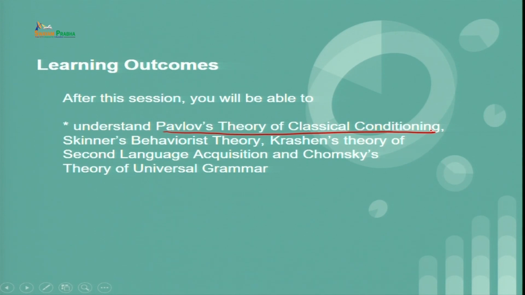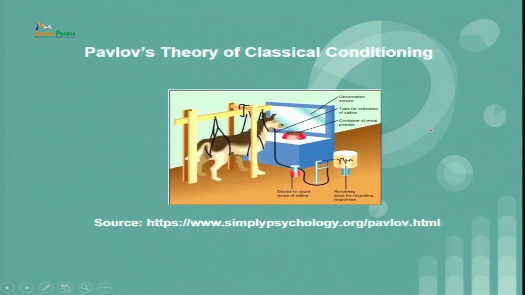an image. And as you see in the slide, there is an image. It illustrates the important concept that was introduced by Pavlov. As you see in this image, there is a dog. You see that there is an observation screen. Besides, you see that there is a tube for the collection of saliva, and there is a container of meat powder. Besides, at the bottom, you see that there is a revolving drum for recording responses, and you also find devices to count drops of saliva.